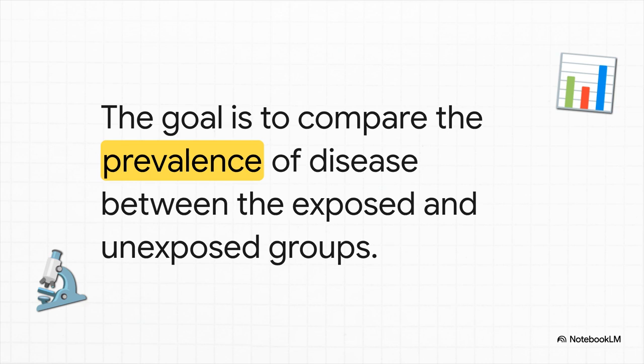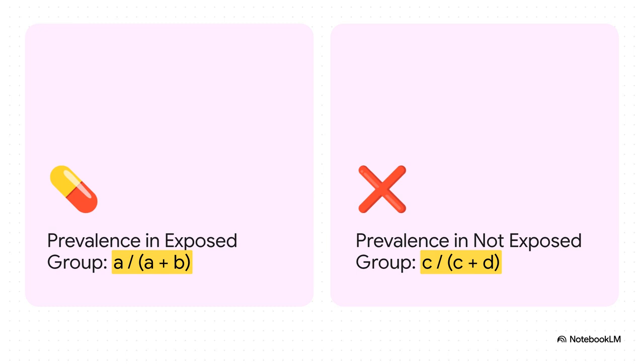And the whole reason for doing all this sorting? It's to answer one really simple question. Is this disease more common in the group that was exposed compared to the group that wasn't? And here's how they figure that out. They look at the exposed group and calculate the percentage of people in it who are sick. Then they do the exact same thing for the not exposed group. That's it. The whole game is just to see if those two percentages are different.